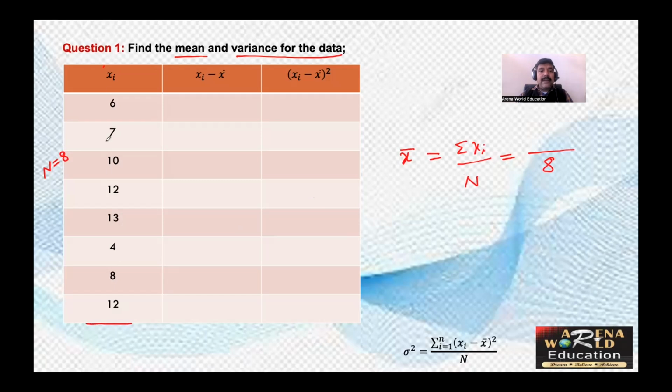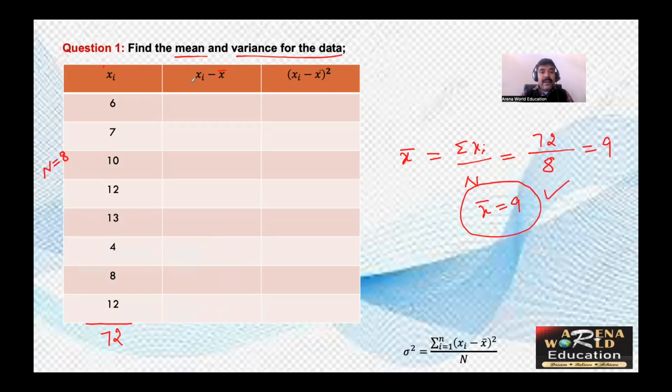And what is summation xi? So we will add all the observations, right? So what is the sum? This is 72, right? Now 72 divided by 8 will be equal to 9. It means mean is equal to 9, right? This is very easy.